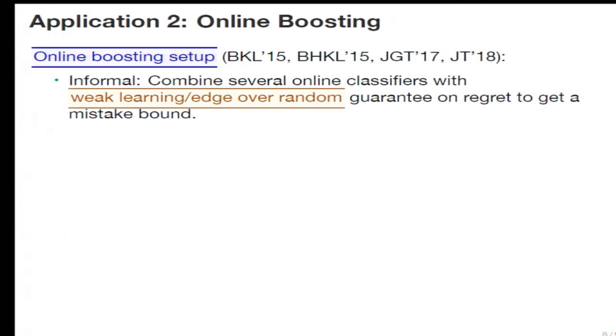The second application is this online boosting setup, introduced by Beygelzimer, Kale, and Luo. We're still in an online multiclass classification setting. We have several online classifiers, and each one is guaranteed to satisfy a weak learning or edge-over-random assumption. Given any sequence of inputs, they're guaranteed to do, say, gamma better than random guessing. What we want to do is combine these somehow so that we get a proper mistake bound for online classification rather than just a regret bound.